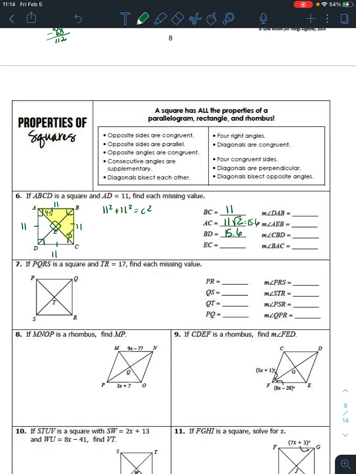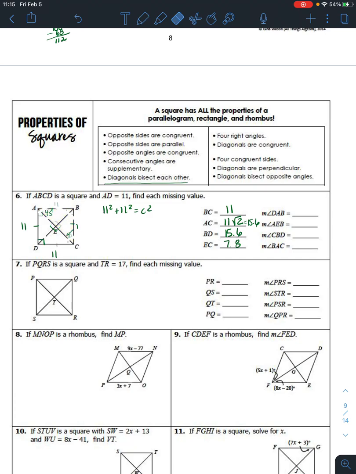BD is the other diagonal. It's also 15.6 or 11 root 2. And then EC is half of that because we know that the diagonals are bisected, right? And so that is 7.8. Then we start asking for the angles.